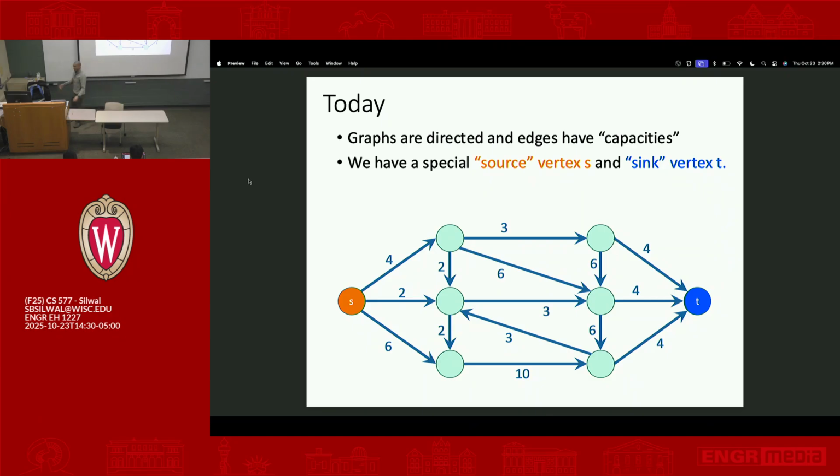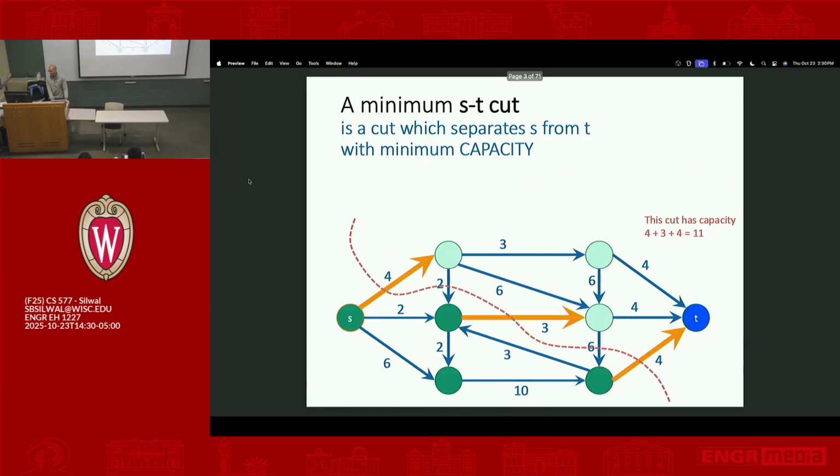And the question is, how much stuff can I send from S to T while respecting that constraint? The stuff on every edge cannot be bigger than the capacity of the edge. And also, for every inside node here, whatever comes in has to be the same amount that goes out. And the question is, what is the most amount of stuff I can send from S to T? That's the flow problem. That's called a max flow.